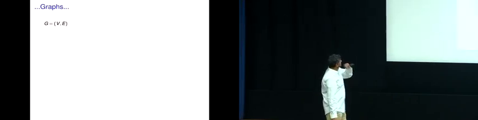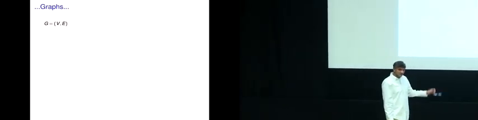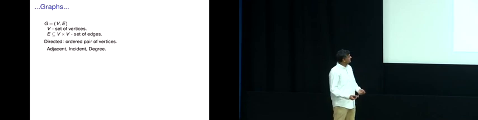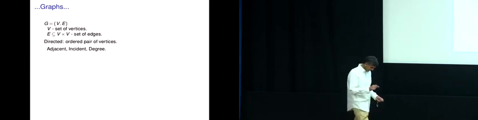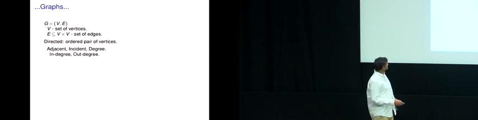Okay, so G equals (V, E) is a graph with vertices and edges. V is the vertices and E is the edges. Edges are pairs of vertices, which could be ordered. These are terms you should know. Adjacent means two vertices that have an edge between them. Incident is a term I use to talk about the relationship between edges and vertices. And degree is the number of edges that are incident to a vertex.